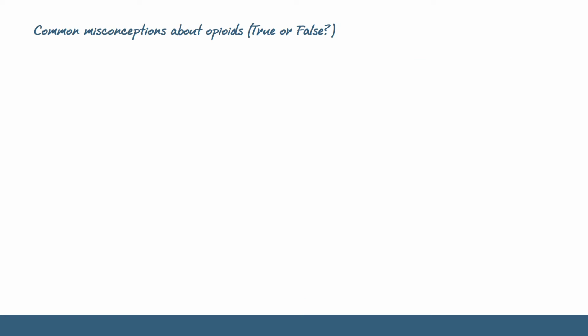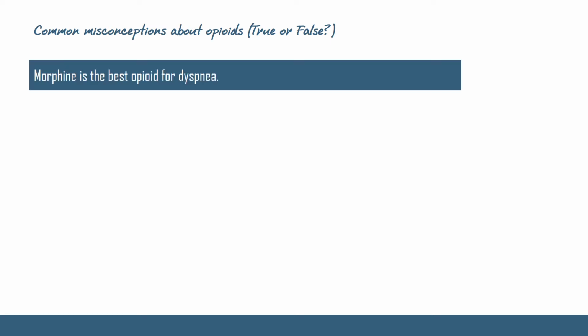Before we continue, let's talk about some misconceptions when using opioids for patients with dyspnea. Think about whether each of these answers is true or false. Morphine is the best opioid for dyspnea. That is false. All opioids can aid in dyspnea. Morphine, however, is much cheaper than the others and is more readily available. We do recommend using hydromorphone or oxycodone when someone has a severe renal or liver disease.